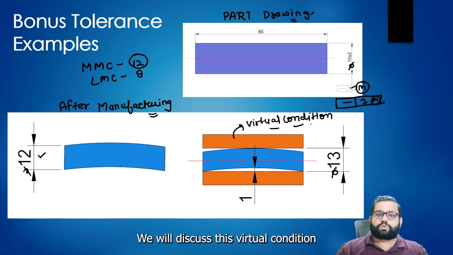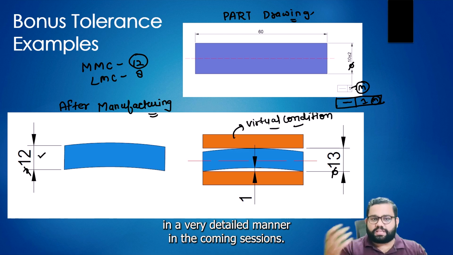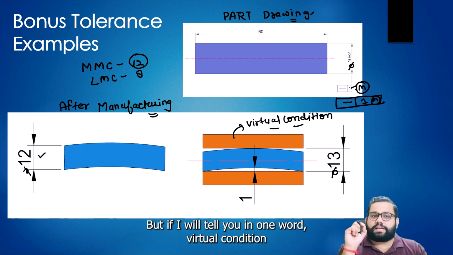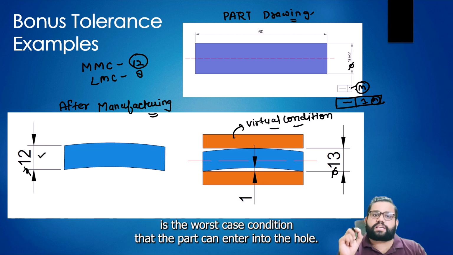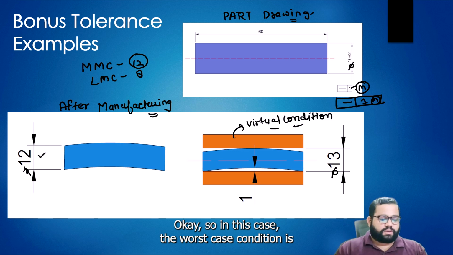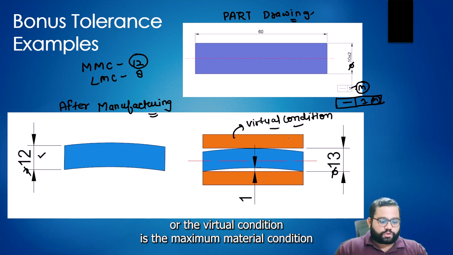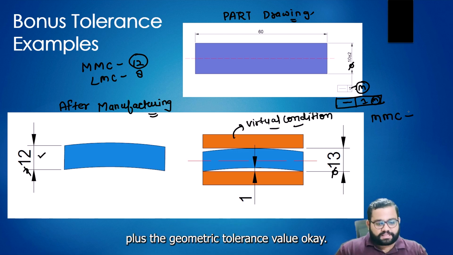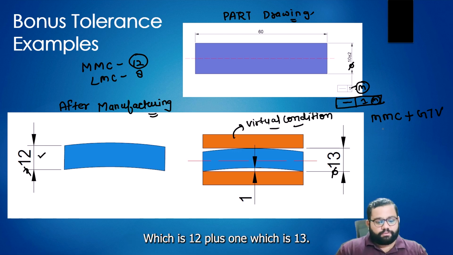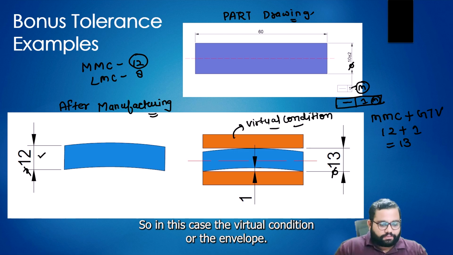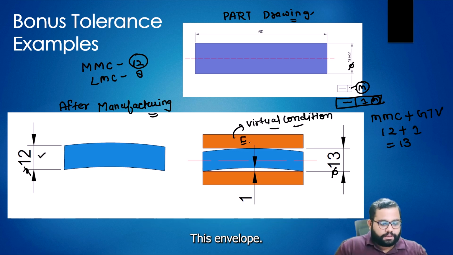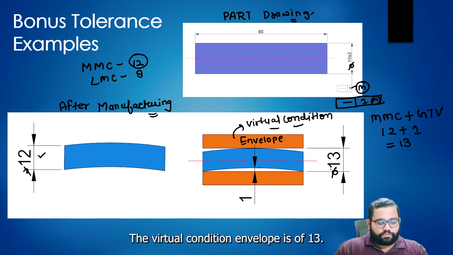We will discuss this virtual condition in a very detailed manner in the coming sessions. But if I tell you in one word, virtual condition is the worst case condition that the part can enter into the hole. In this case, the virtual condition is the maximum material condition plus the geometric tolerance value, which is 12 plus 1, which is 13 mm. So the virtual condition envelope is 13 mm.